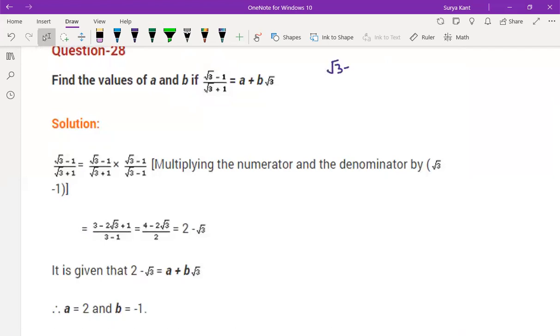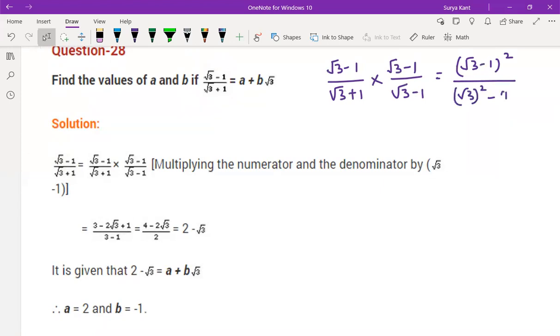Root 3 minus 1 divided by root 3 plus 1. You have to multiply by root 3 minus 1 and root 3 minus 1. Then what do you get? Root 3 minus 1 whole square at the numerator, and in the denominator we get root 3 whole square minus 1 square. Again you can use (a minus b) whole square: a square plus b square minus 2ab, minus 2 root 3 divided by 3 minus 1.